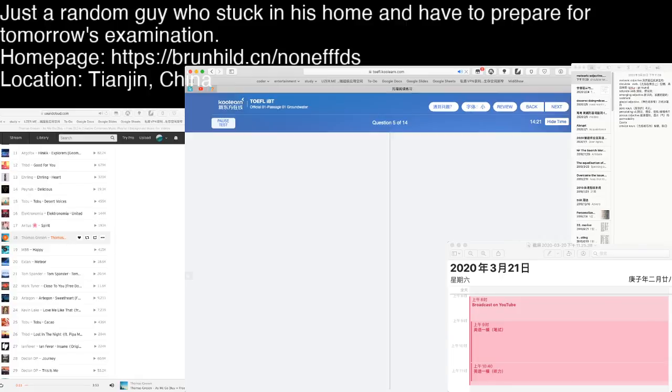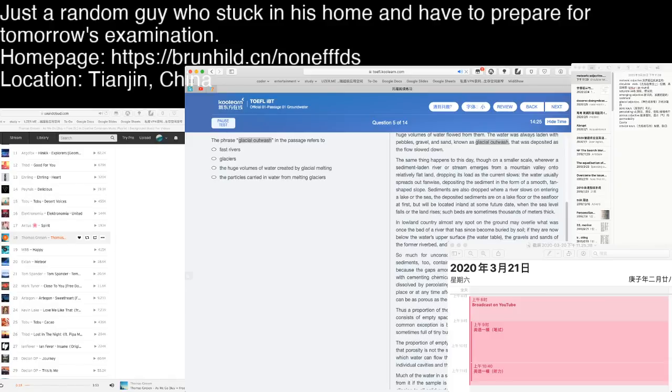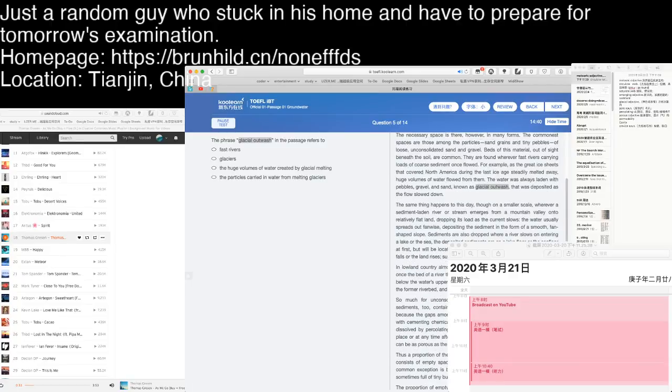Okay, question 5 of 14. The phrase glacial outwash. I have actually searched about this. It turned out to be nothing. Have I ever tried to? Okay, the water was always laden. My browser's freezing. Okay.